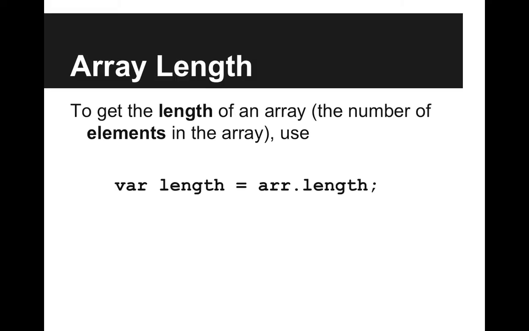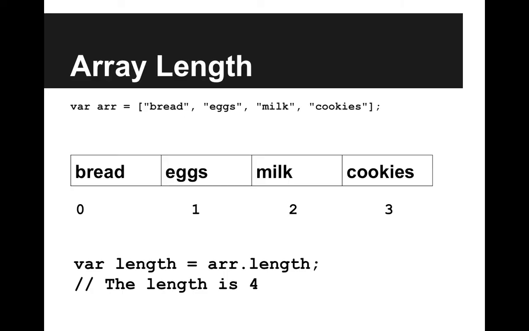So, array length. To get the length of an array, which is the number of elements in the array, use var length equals arr.length, where arr is the name of the array. So let's say we have our shopping list from earlier called arr, and we say var length equals arr.length, and the length is 4. There's 4 items in our list.